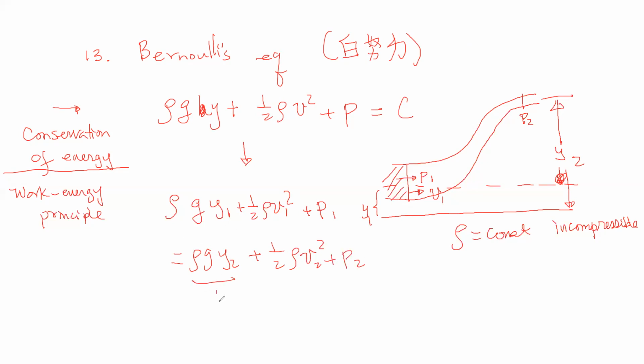And this term is coming from the potential energy per volume. This one here comes from kinetic energy per volume. And this one here comes from the work done per volume, okay? That's the work energy principle. And finally, the last one, number 14, is the Torricelli theorem.